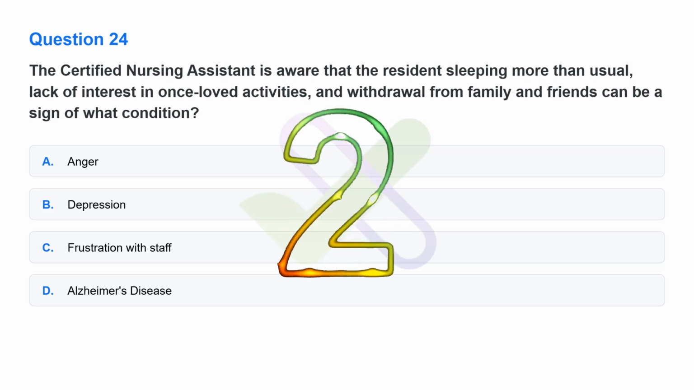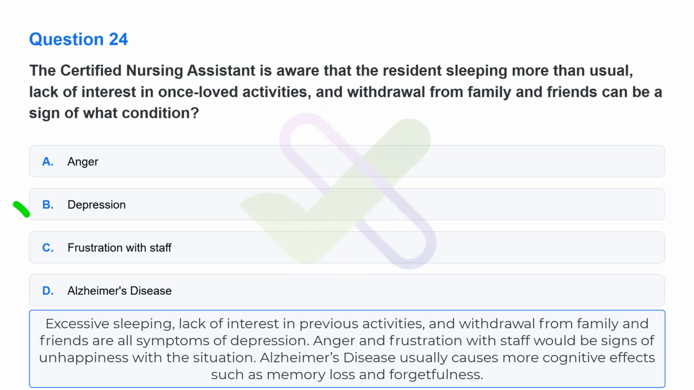Correct answer, B. Depression. Excessive sleeping, lack of interest in previous activities, and withdrawal from family and friends are all symptoms of depression. Anger and frustration with staff would be signs of unhappiness with the situation. Alzheimer's disease usually causes more cognitive effects such as memory loss and forgetfulness.